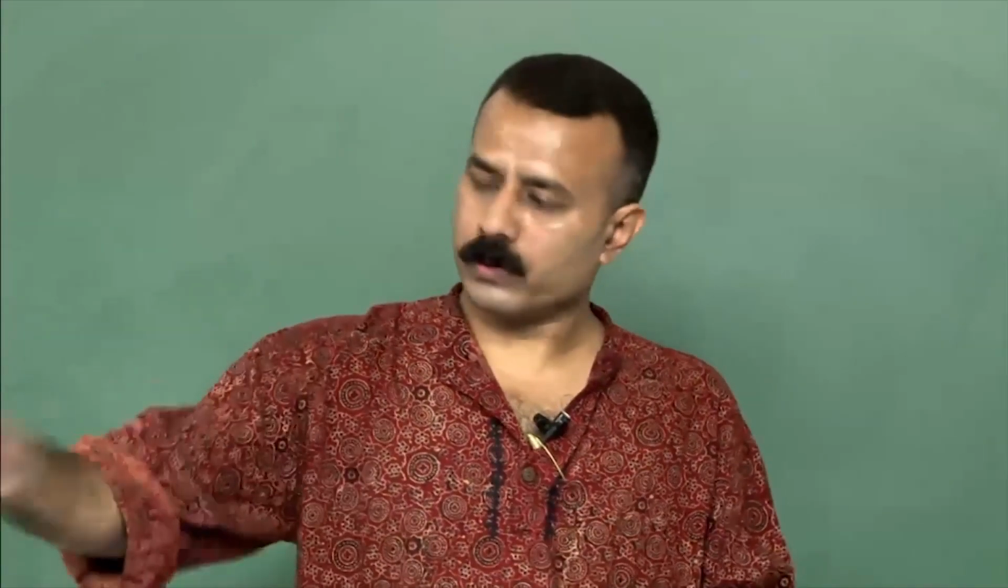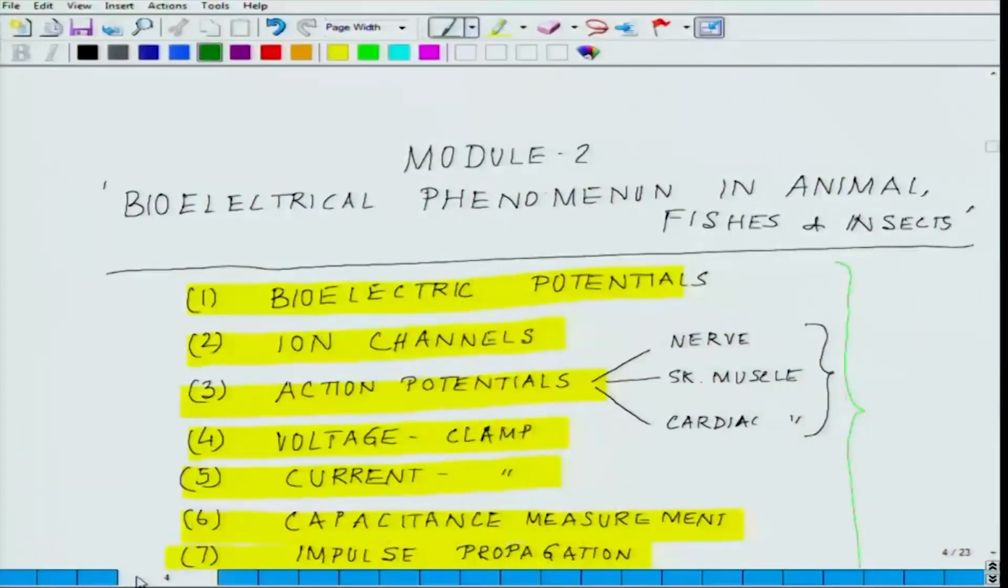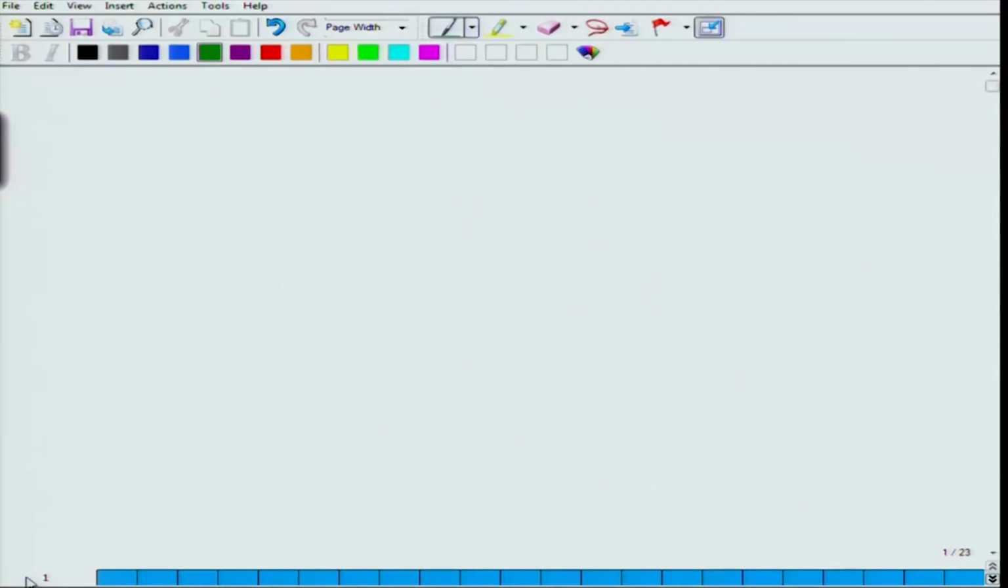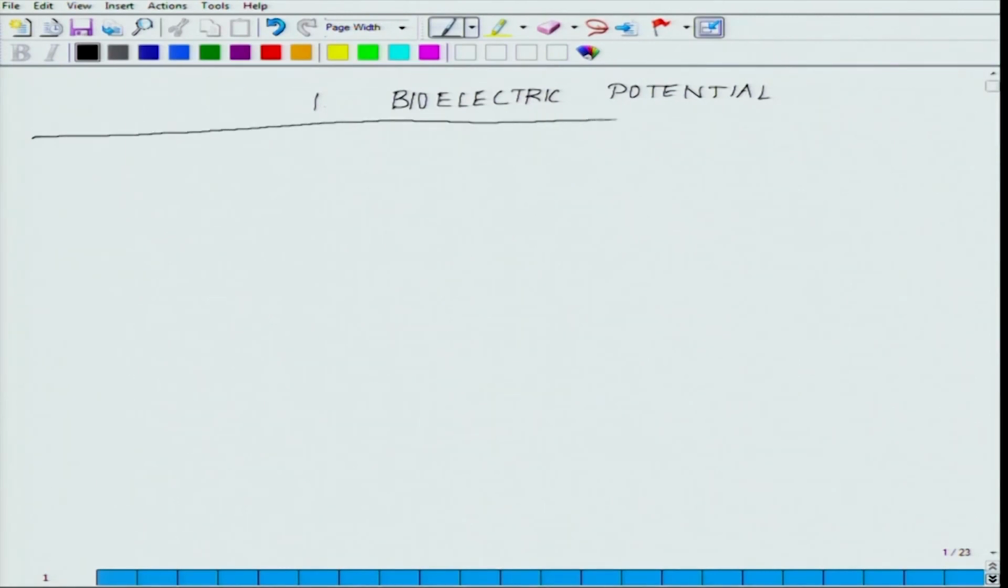So, to start off, if you go back, we will be starting with this part, bioelectric potentials. So, let us get back to the bioelectric potentials, what bioelectric potentials are and how and why they arise. So, let us start with the first one. Okay. So, talking about bioelectric potentials.